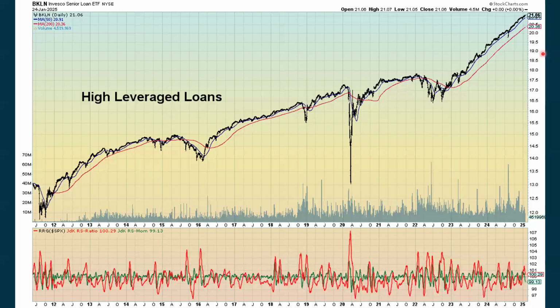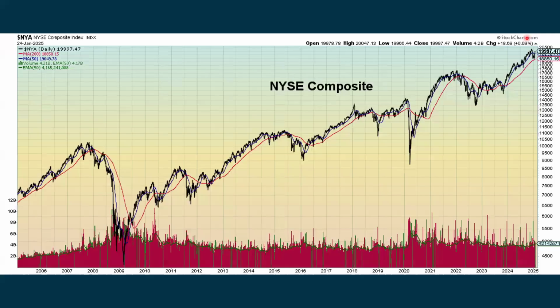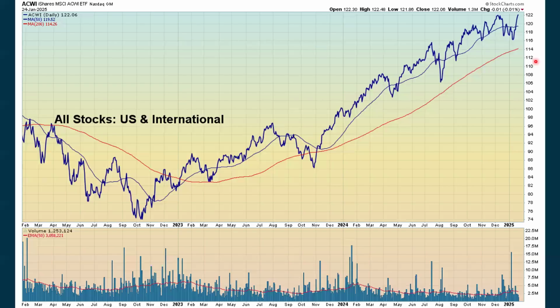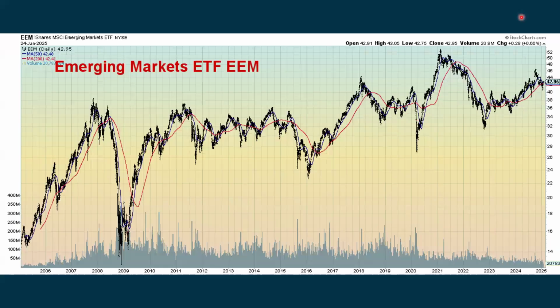This is another proxy that I use for the economy. High leverage loans, very risky loans. This ETF just continues to look pretty solid, not even really coming down to its 50-day moving average. If the economy was getting ready to fall off a cliff, this would be going down, not going up. The NYSE composite was able to get back above its 50-day moving average. That's a broad market measure. All stocks, US and international stocks, also looking really solid now.